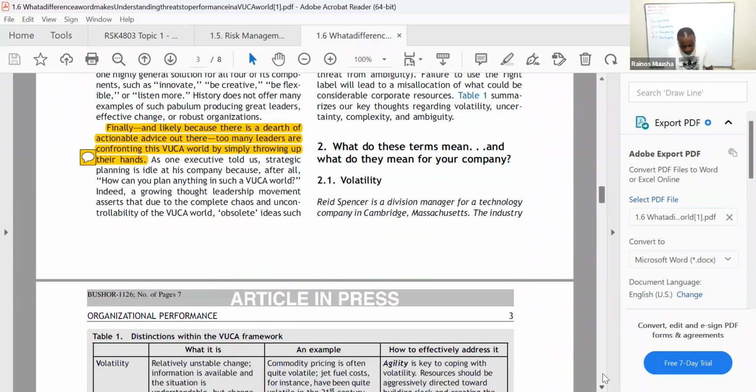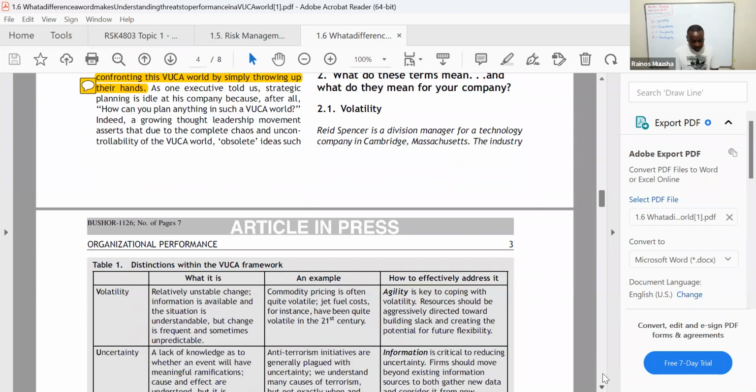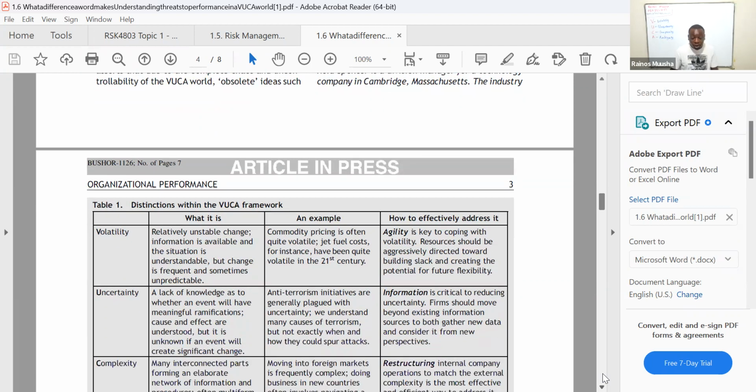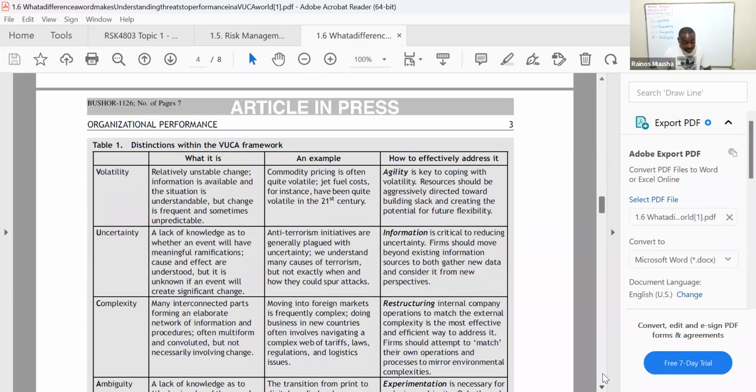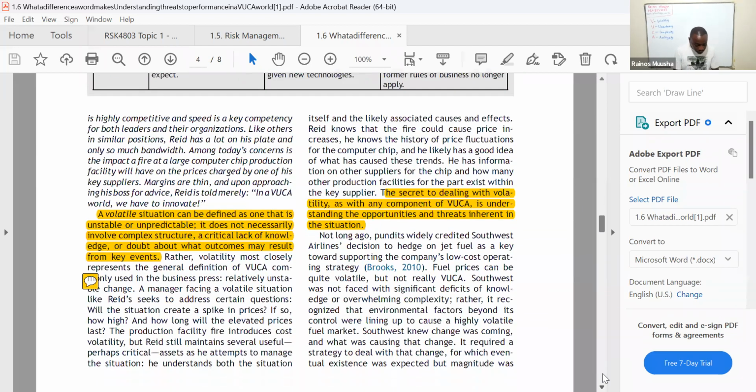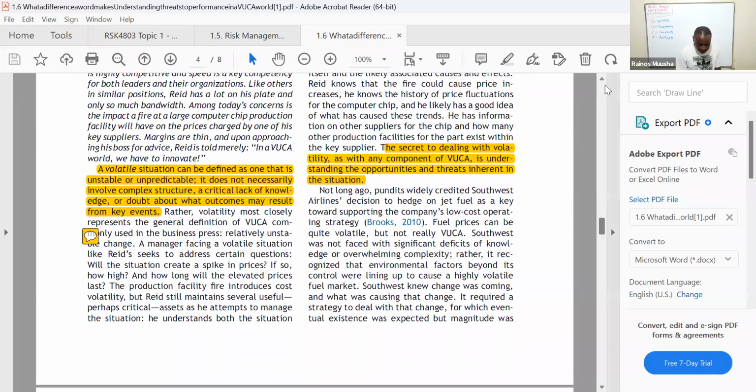So what do these terms mean? And what do they mean to your company as well? We start off with volatility, right? So remember, I'm going to explain these terms. Then after explaining these terms, I'm going to go back to Table 1 so that you're able to understand this in detail as well.